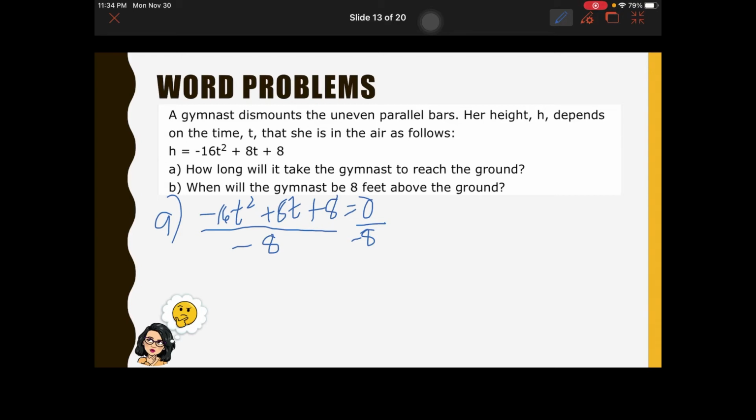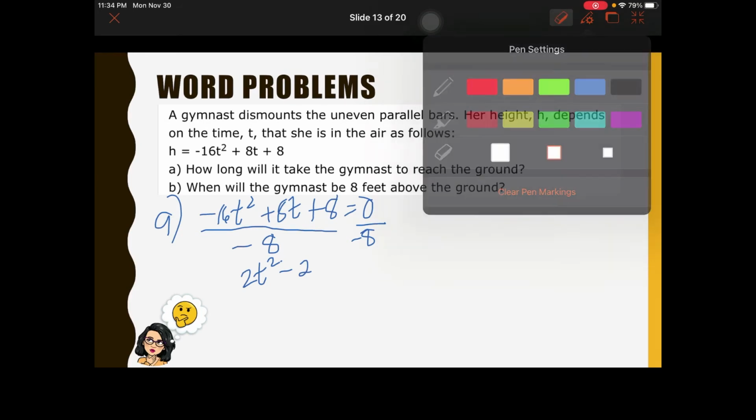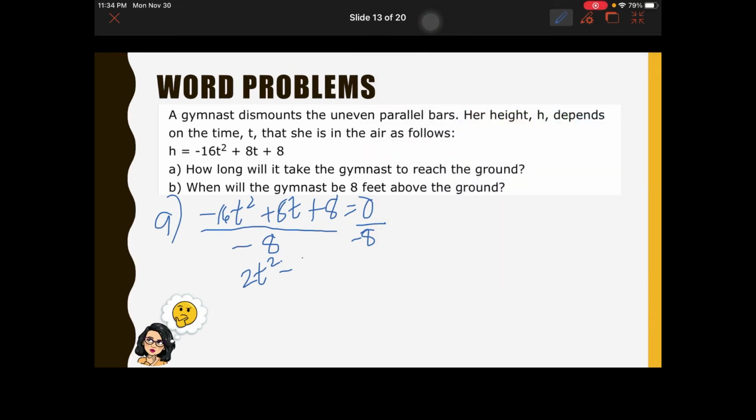What will we get? I will be getting 2t squared minus t minus 1 is equal to 0. Sorry, mababago pala yung signs nila. Very, very sorry. So, syempre 0 pa rin siya dahil anything you divide to 0, the value or the answer will still be 0.